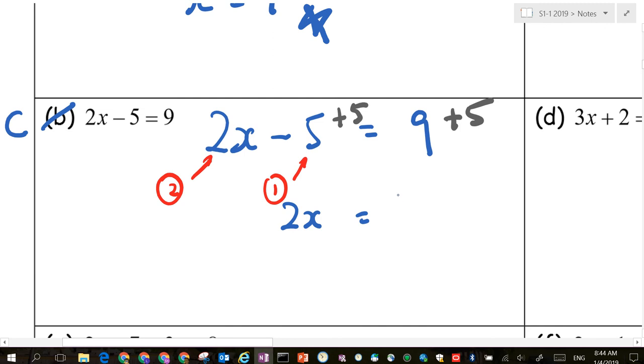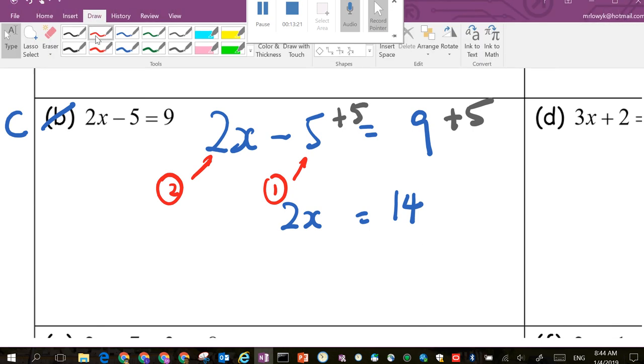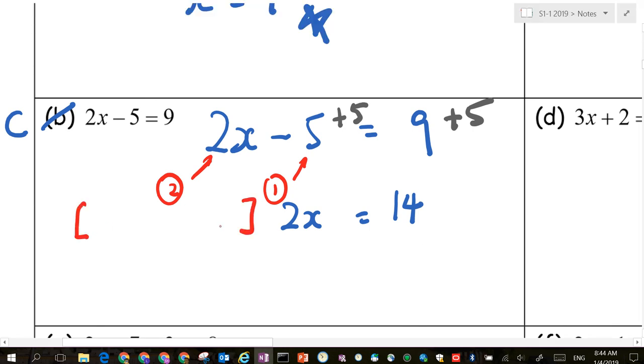Now, I am one step closer, but I want to find x. Divided by 2. Do you know why is it not minus 2? Because this is 2 what? 2 times x. So can you write down? This is 2 multiplied by x, or 2 times x. So you remind yourself, if it's multiply, you cannot just minus.